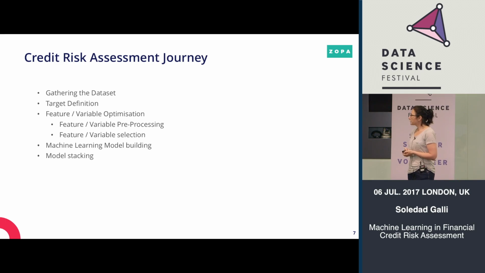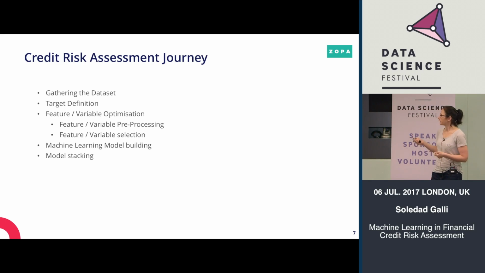And finally, we build the machine learning models. Which models do we build? How do they work? And finally, I'm going to talk about the research that we have done on model stacking.